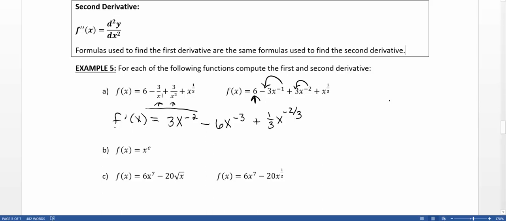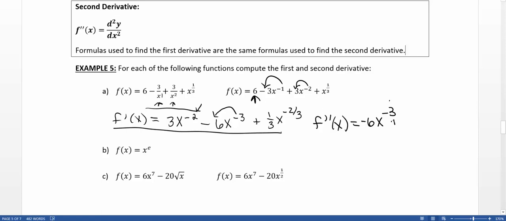If I want to find the second derivative of this function, I'm going to take the derivative of the first derivative. So again, I'm going to go term by term. So the negative 2 will come down to multiply the 3, giving me negative 6x to the negative 3, because again, I'm subtracting 1 from the power. The negative 3 is going to come down and it's going to multiply the negative 6. So I'm going to get plus 18x now to the negative 4 because I subtracted 1 from the power.